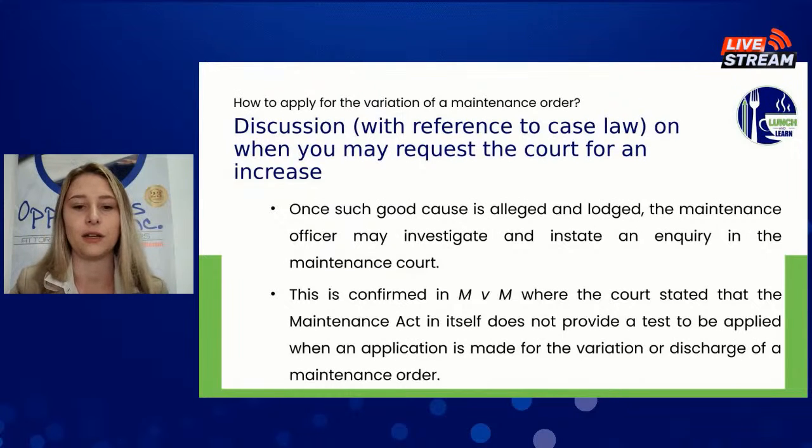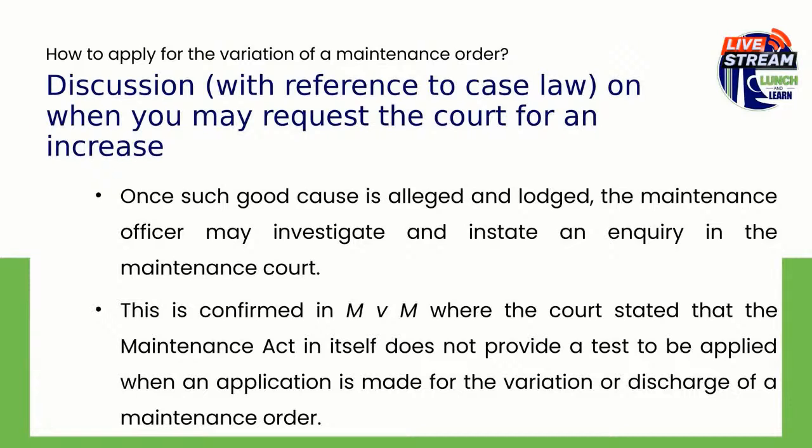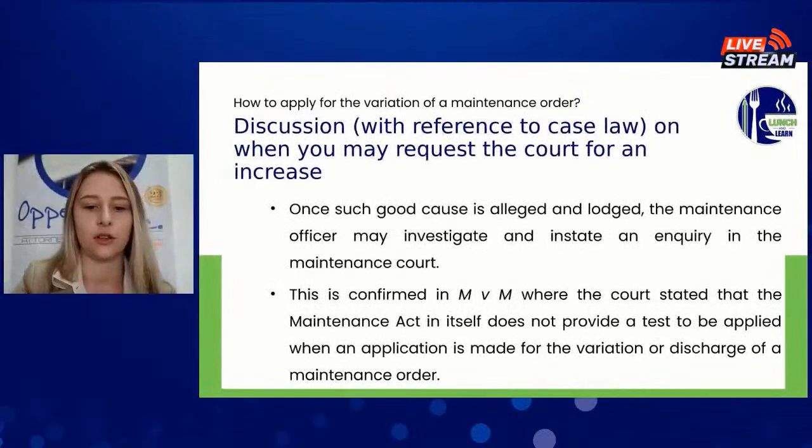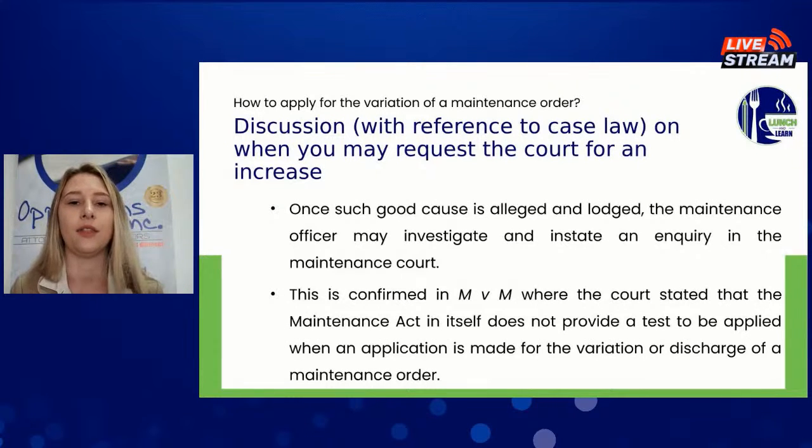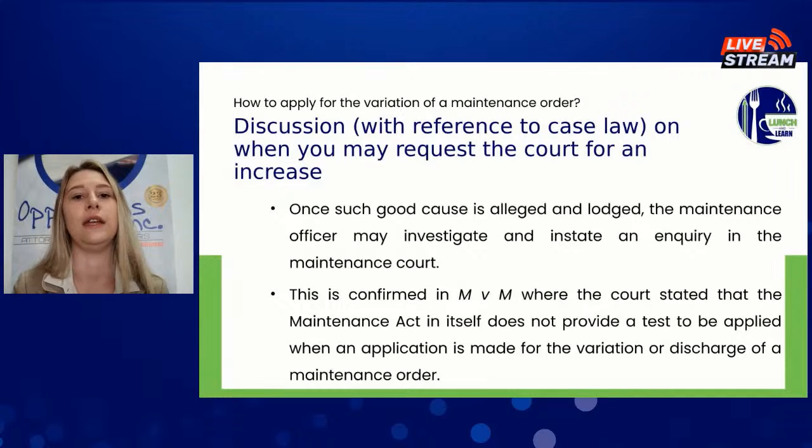So this has been confirmed in M versus M, where the court stated that the Maintenance Act in itself does not provide a test to be applied when an application is made for the variation or discharge of a maintenance order. So what does this mean? The variation, as we've said, is where you apply either for an increase or decrease in the original maintenance amount that's payable. Or the court can also discharge, so you now want to discharge the application in its entirety. You feel like you don't need to pay maintenance anymore, or you don't need the maintenance amount anymore, so that order can be discharged.